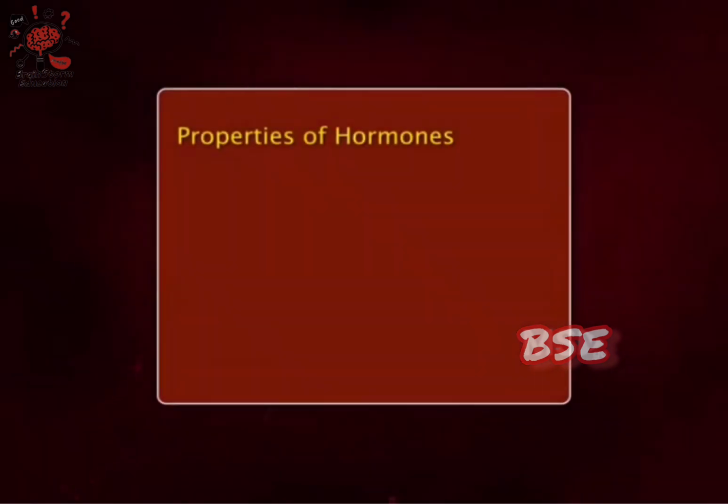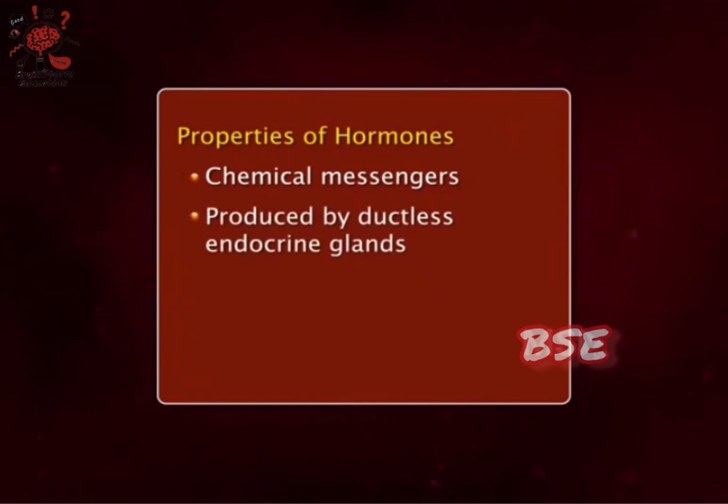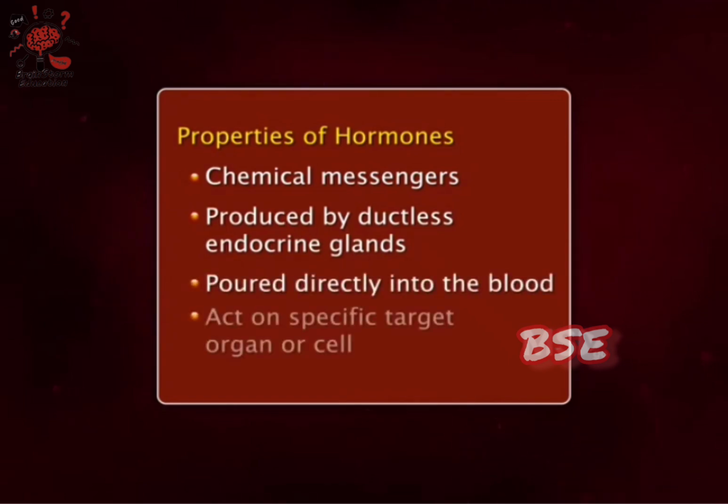Let's summarize the properties of hormones. Hormones are the chemical messengers of our body. They are produced by ductless endocrine glands. They are poured directly into the blood and they act on specific target organs.